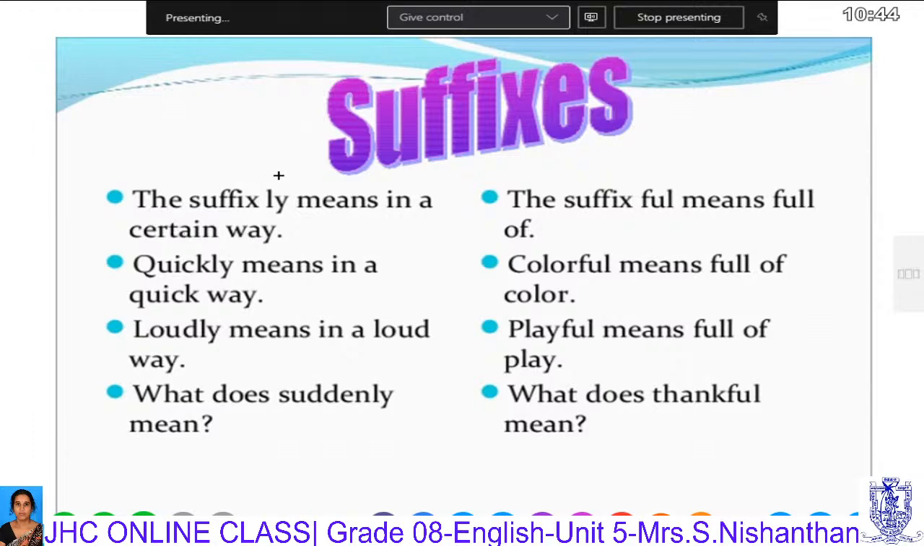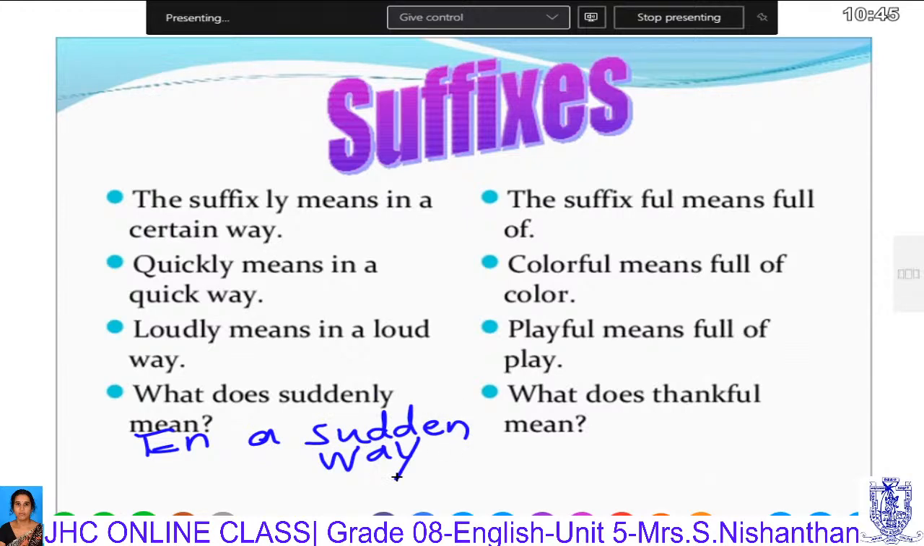The suffix ly means in a certain way. Ly is mostly for adverbs. In a certain way. Right? Quickly means in a quick way. Loudly means in a loud way. So what does suddenly mean? In a sudden way. In a sudden way.